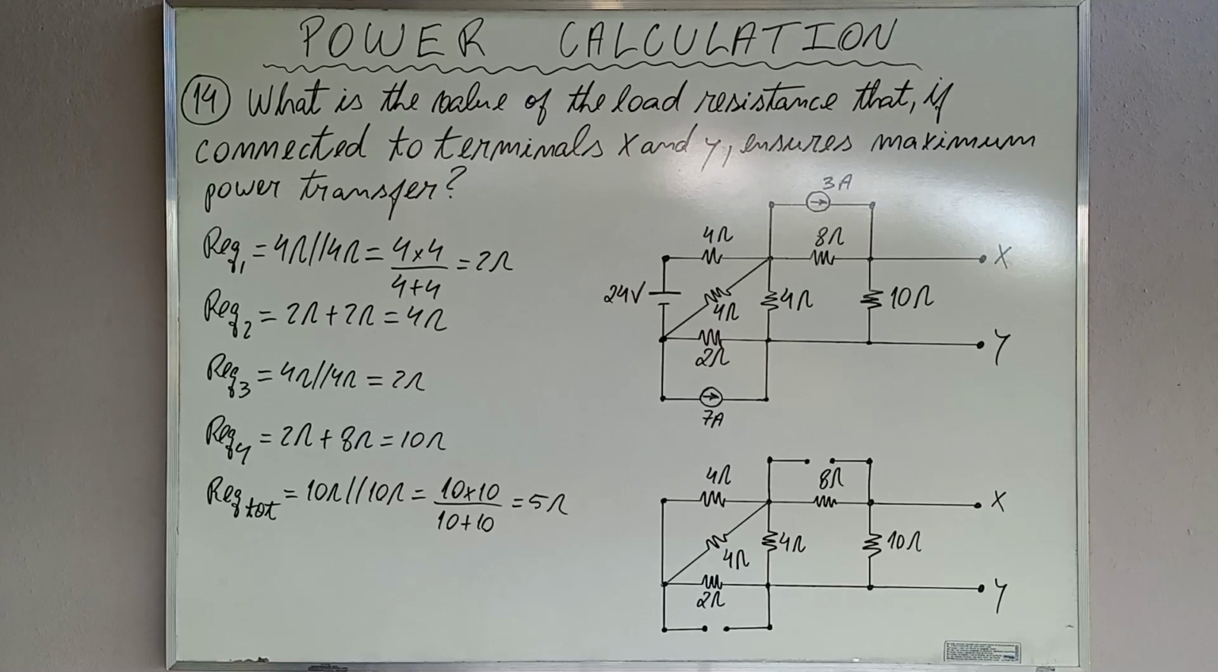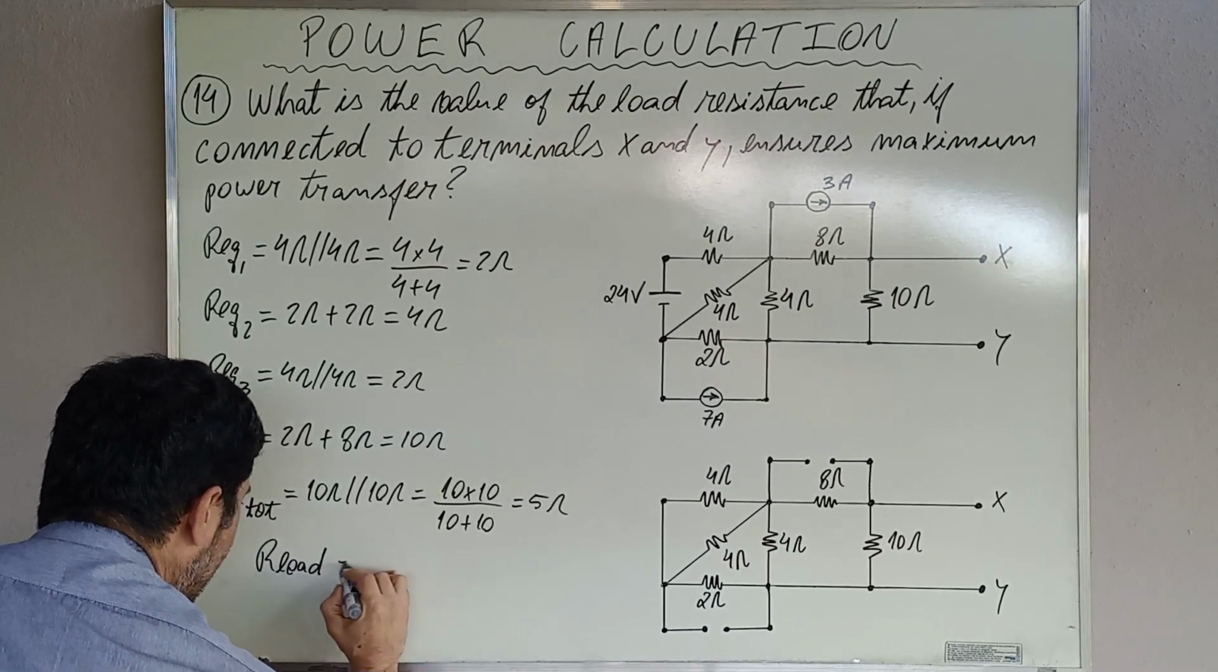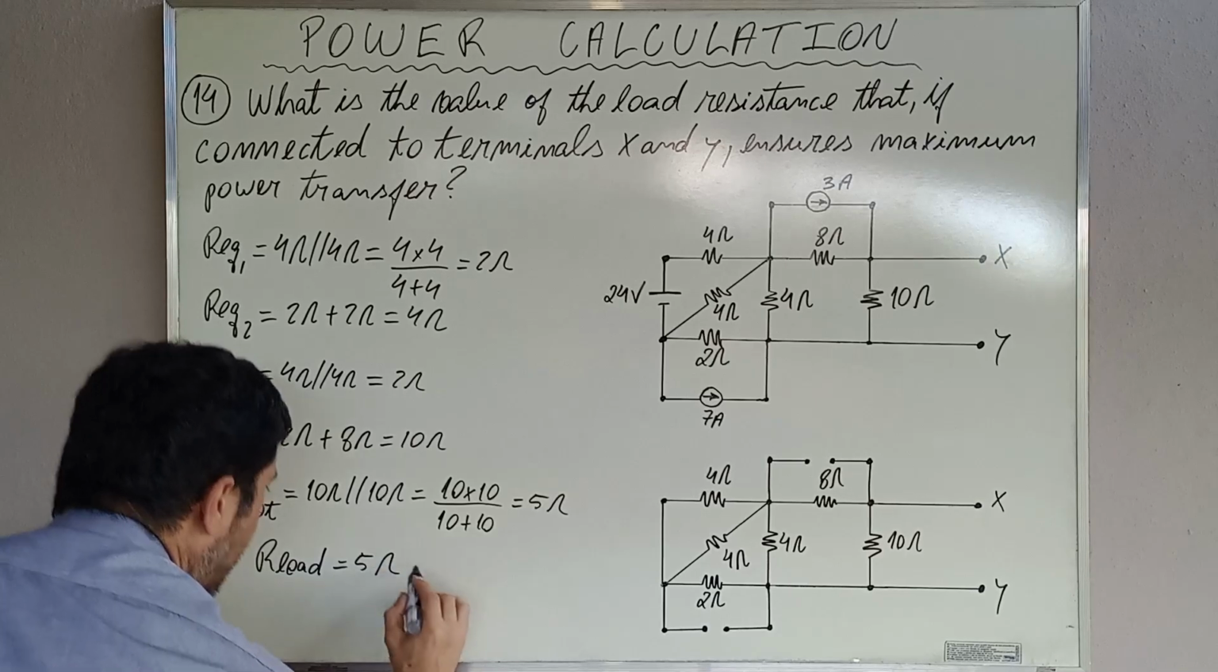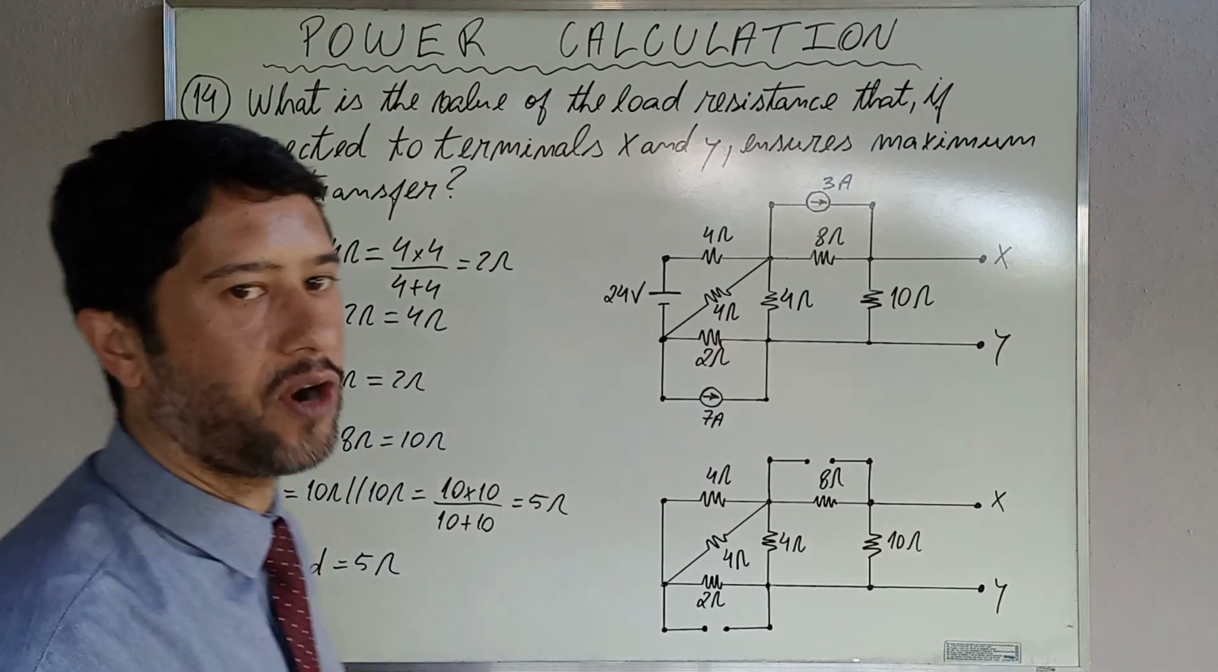As we already understood, for maximum power transfer, the load resistance must be equal to the equivalent resistance of the circuit. Load has to be equal to 5 ohms. And this is all for the discussion of exercise 14.